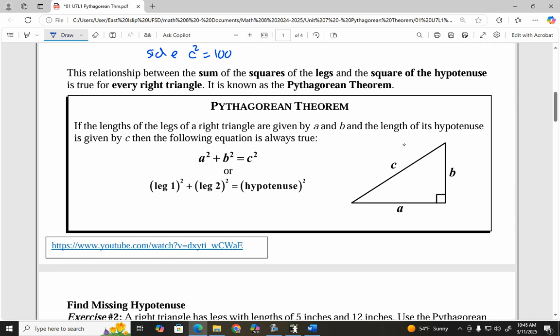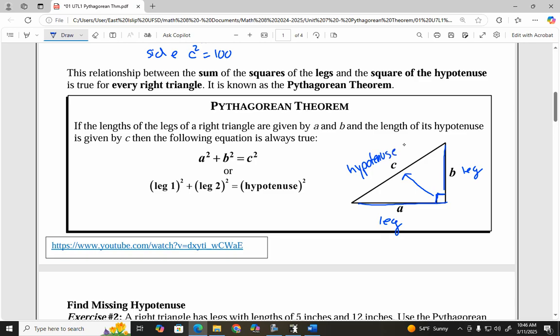Now, sides A and B, the sides that make this right angle, side A is called a leg of a triangle, and side B is the other leg. So there are two legs to a right triangle, and then across from the right angle, like you could draw an arrow to the side across from the right angle, that side that we're labeling C is actually called the hypotenuse.